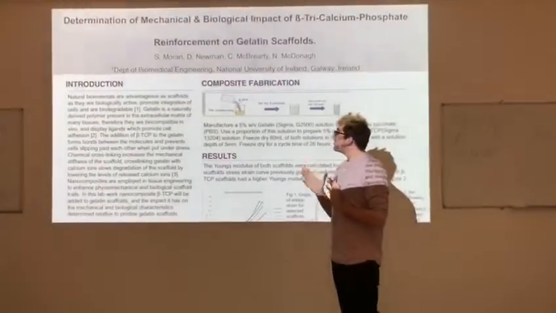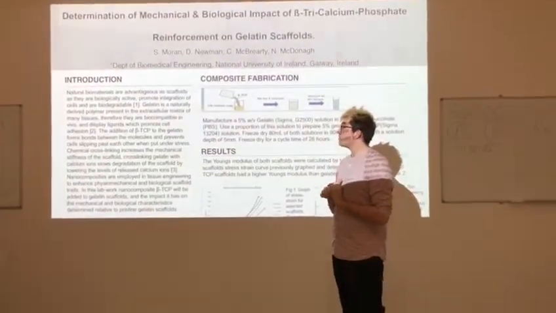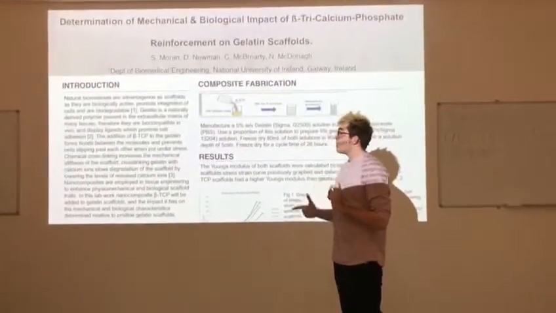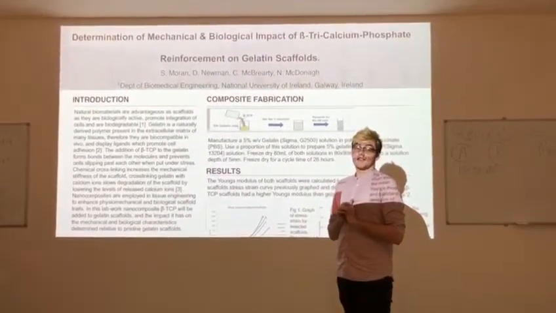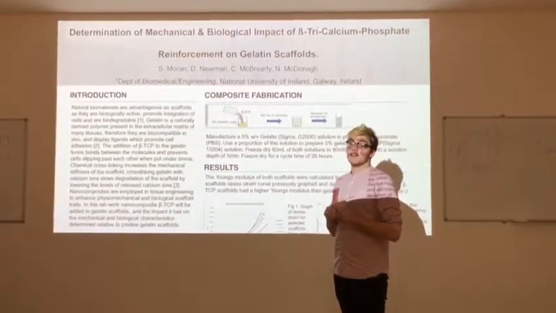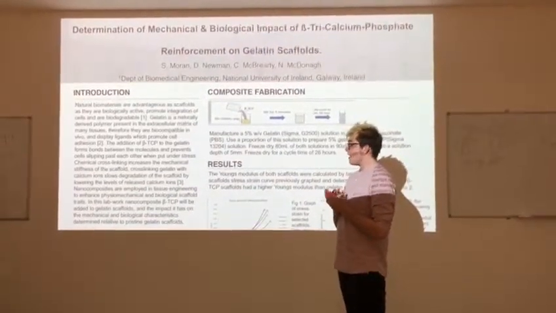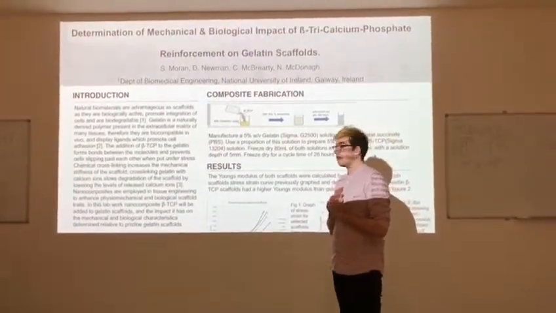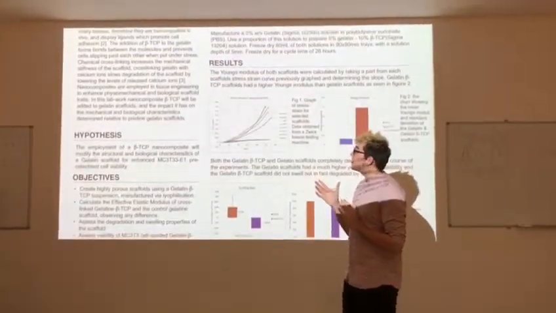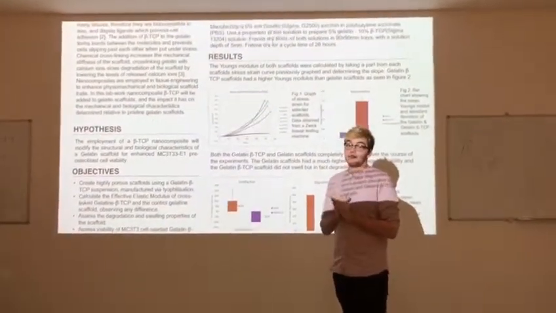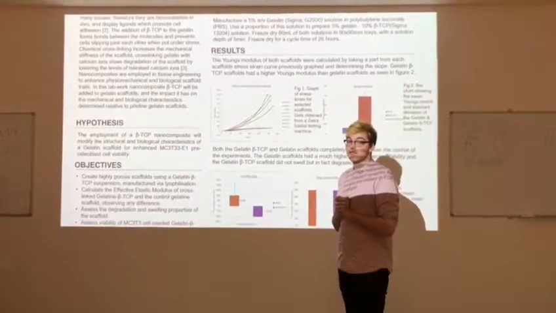Now, gelatin is used in tissue engineering as a scaffold due to the fact that it is bioactive and biocompatible. However, it is not strong enough and doesn't have sufficient physiomechanical properties to be used in bone grafts and osteogenic tissue engineering. Nanocomposites are often employed in tissue engineering to enhance the physiomechanical properties of scaffolds.